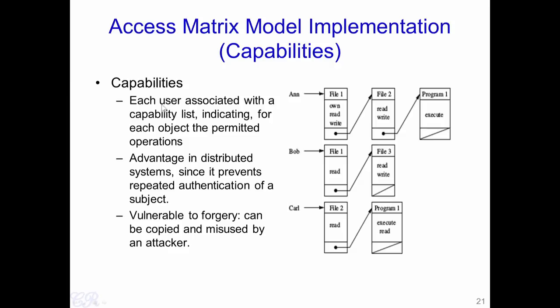Here, each user is associated with a capability list indicating for each object the permitted operations. For instance, Anne for file 1 has the following rights over here. For file 2, she has these rights, and for program 1, she has these rights. Similarly, for every user, we have such a list, and these are the capabilities list for that user with respect to each of these objects.